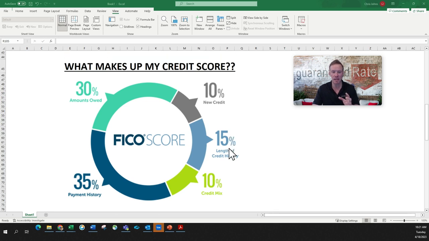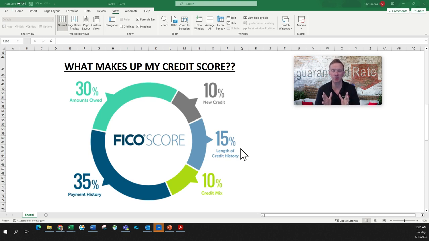Okay, the next one is going to be the length of credit history. So this is kind of like that credit card you've had for 9 years. You don't want to close that one, because that's 15% of your score. The next one is credit mix. This is going to be kind of the different type of credit trade lines that you have.